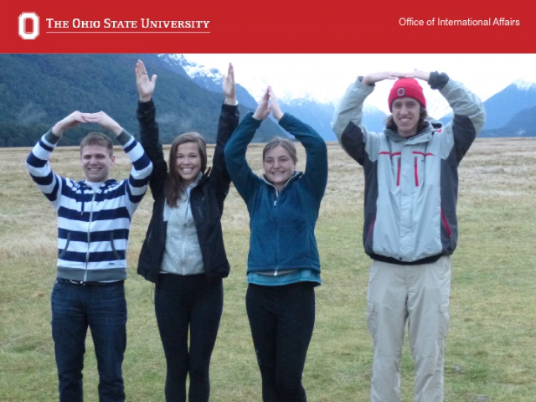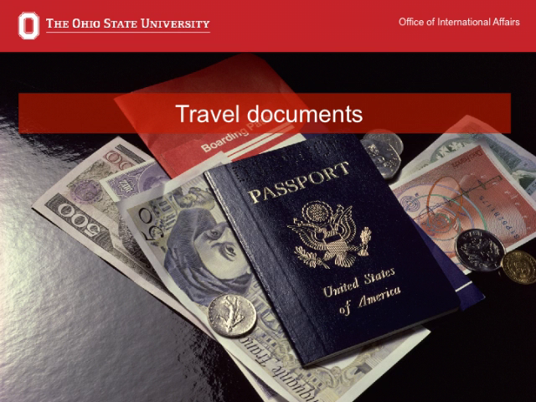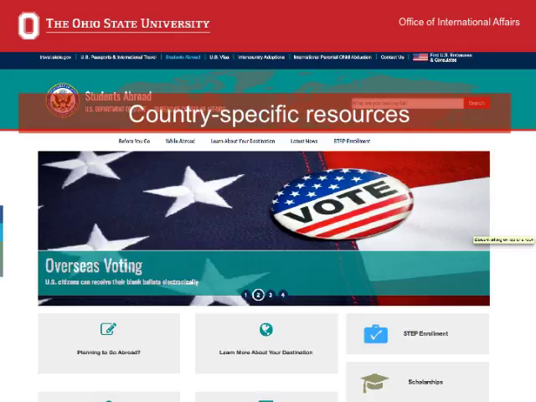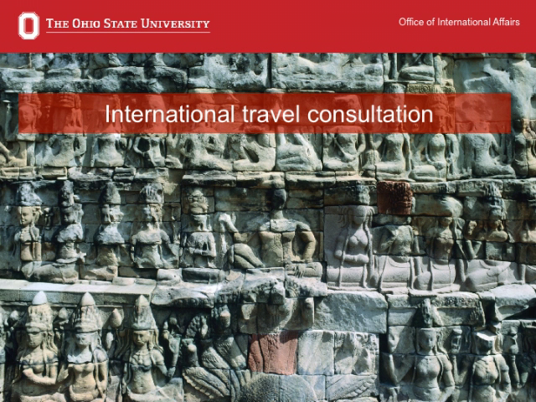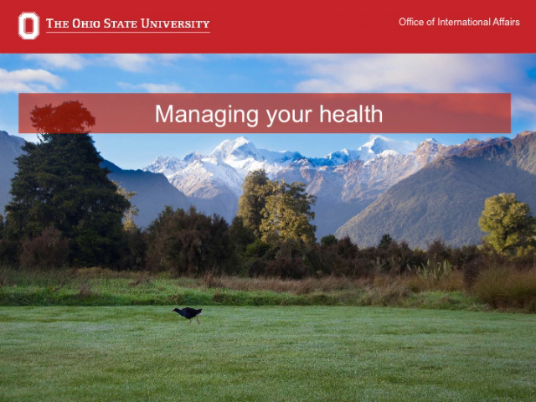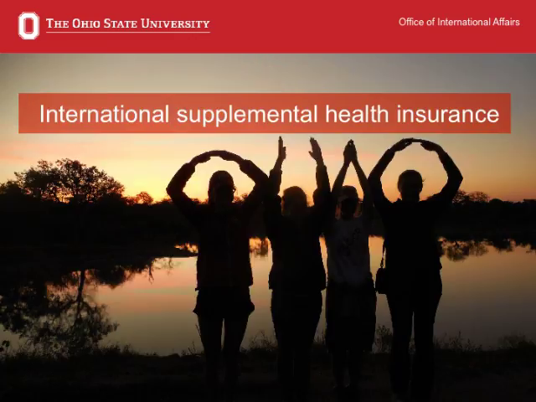In this section, we'll go over a pre-departure checklist that pays particular attention to matters of health and safety abroad. In this module, you will learn about important first steps regarding your travel documents, useful country-specific resources provided by the U.S. Department of State and the Centers for Disease Control, among others, how and where to arrange an international travel consultation, and the reasons why this is so critical to your overall well-being abroad, managing pre-existing conditions and good strategies for staying well, using the International Supplemental Health Insurance and its many resources.